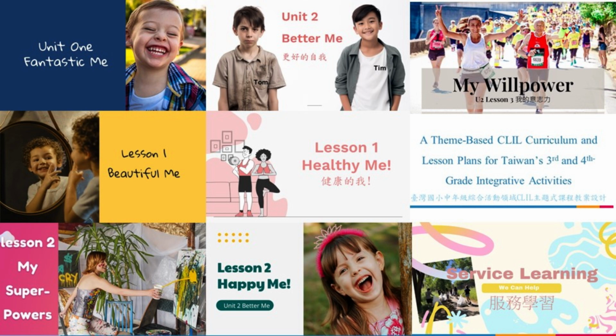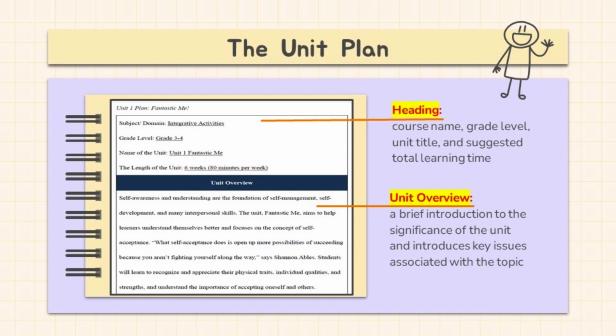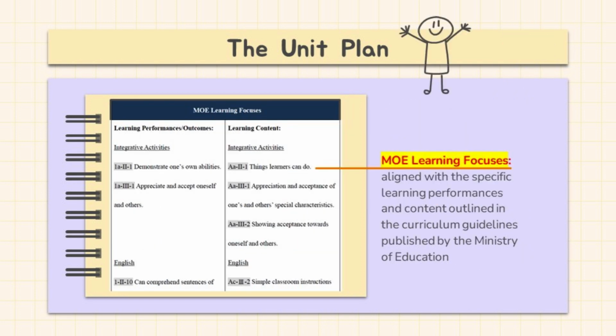and personal growth. The unit plan incorporates various essential elements, including a heading that identifies key information such as the course name, grade level, unit title, and suggested total learning time. Additionally, the unit overview provides a brief introduction to the significance of the unit and introduces key issues associated with the topic. The MOE learning focuses are aligned with the specific learning performances and content outlined in the curriculum guidelines published by the Ministry of Education.